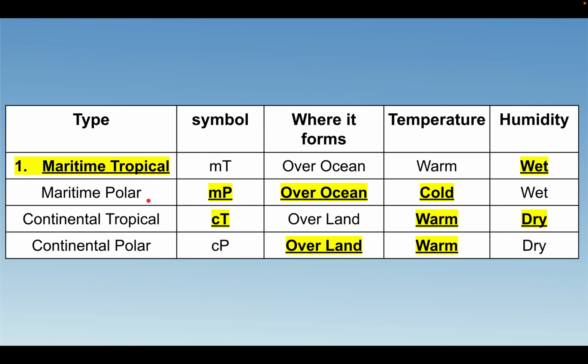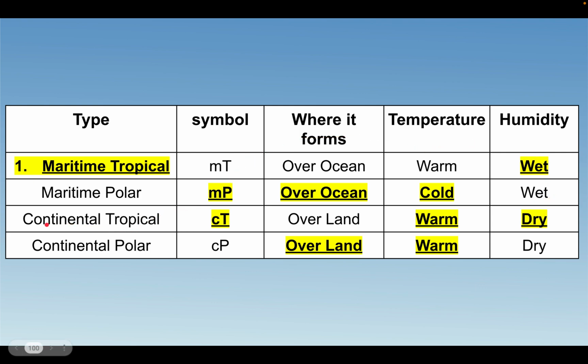Up next, we're going to talk about maritime polar. The symbol that we use for maritime polar is mP. Again, lowercase m, uppercase P. Now, as we saw with maritime tropical, maritime polar also forms over the ocean. So if it's maritime, it is forming over the ocean. The temperature for this one, because it is polar and forming in the polar regions, is a cold air mass. And the humidity, because it's forming over the ocean, is wet.